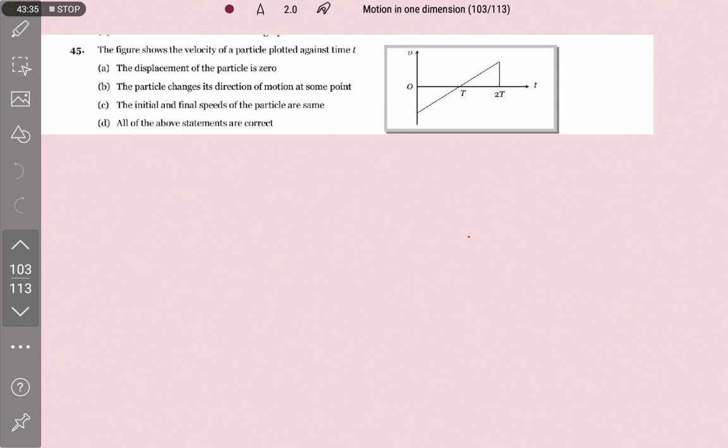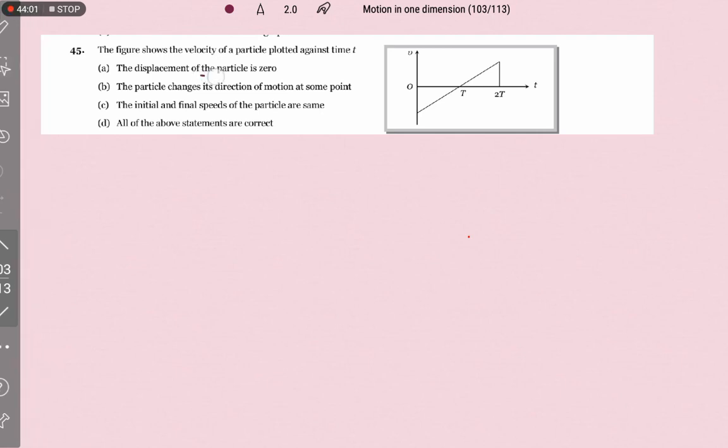The figure shows the velocity of a particle plotted against t. The displacement of the particle is 0. The particle changes its direction of motion at some point. The initial and final speeds of the particle are the same. All the above statements are correct. Right, see, they are asking whether the displacement of the particle is 0.